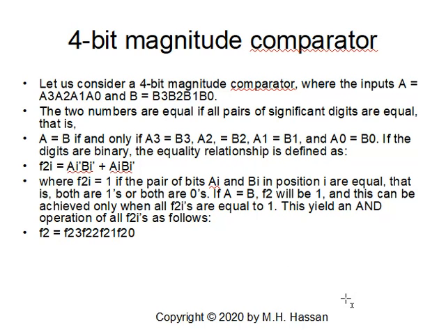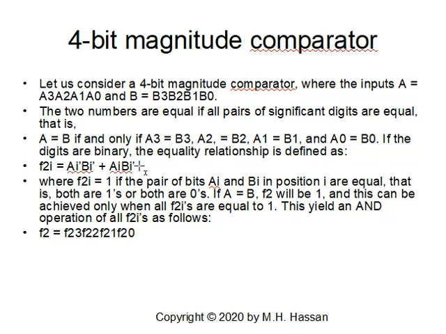If we'd like to design a 4-bit magnitude comparator, we can do it with the truth table method, or simply we can use a logical approach if we want to. So if we consider a 4-bit magnitude comparator, the input A will be A3, A2, A1, A0, and B will be B3, B2, B1, B0. The two numbers are equal if A3 is equal to B3, A2 is equal to B2, A1 is equal to B1, and A0 is equal to B0.